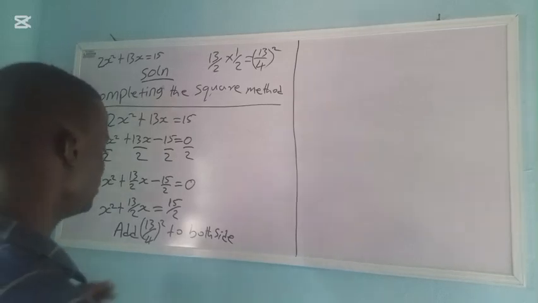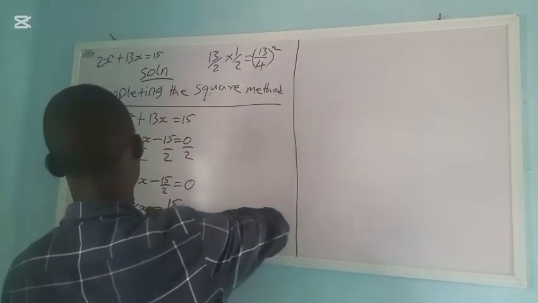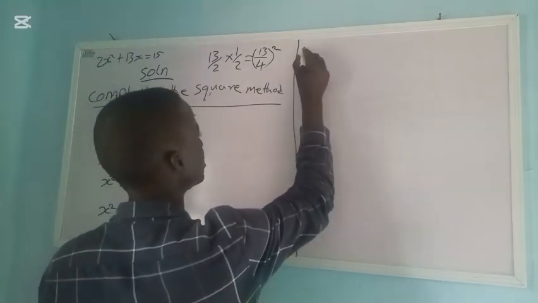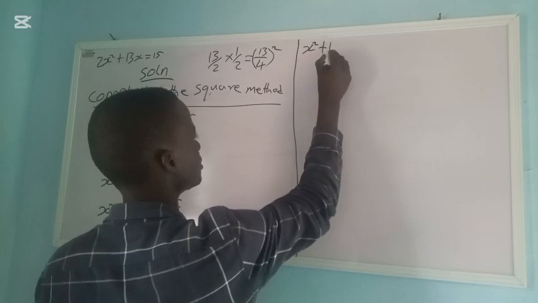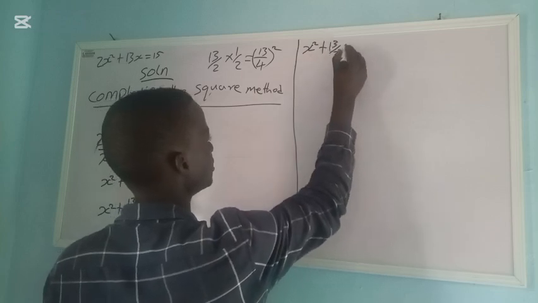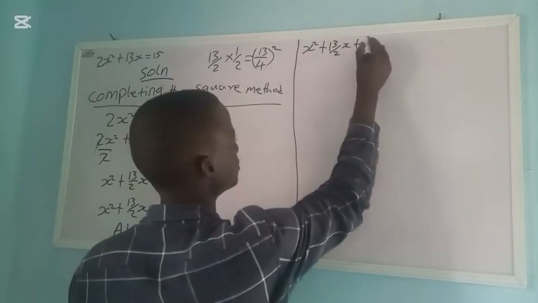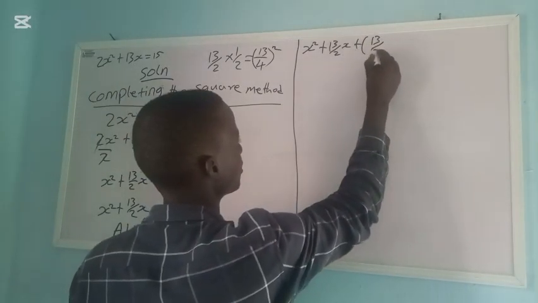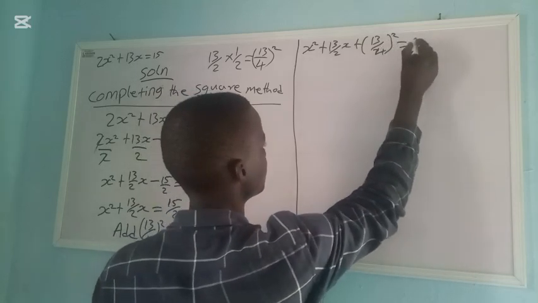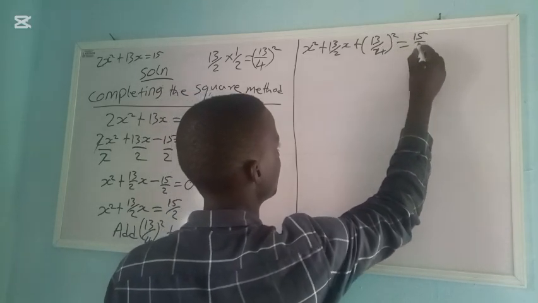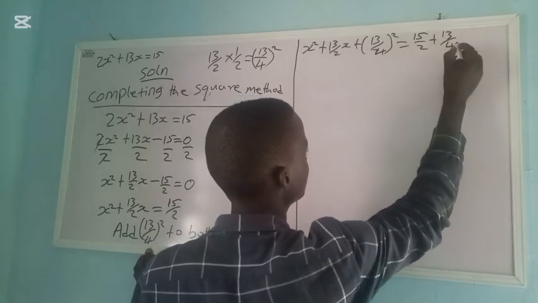So now let's continue for this side. We have x squared plus 13 over 2 x. Then we'll add plus 13 over 4 squared, is equal to 15 over 2 plus 13 over 4 squared.